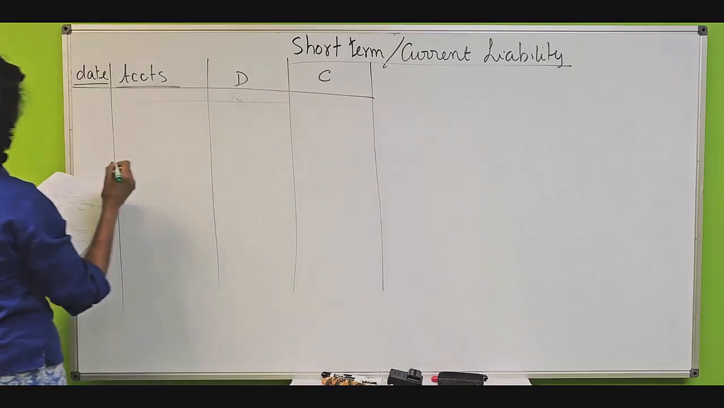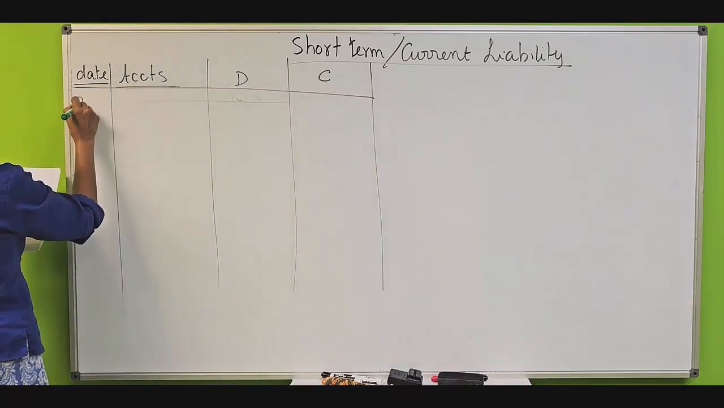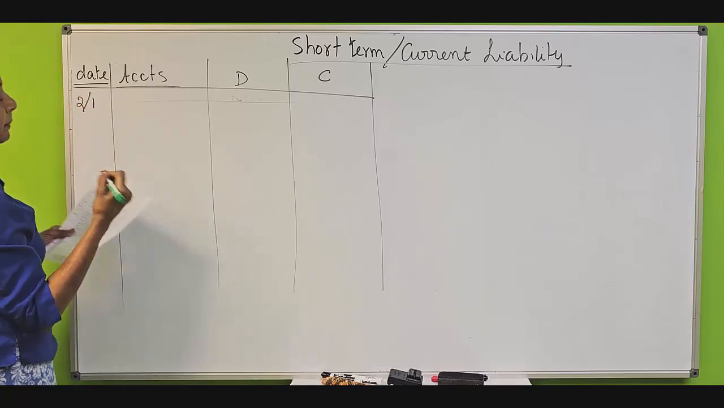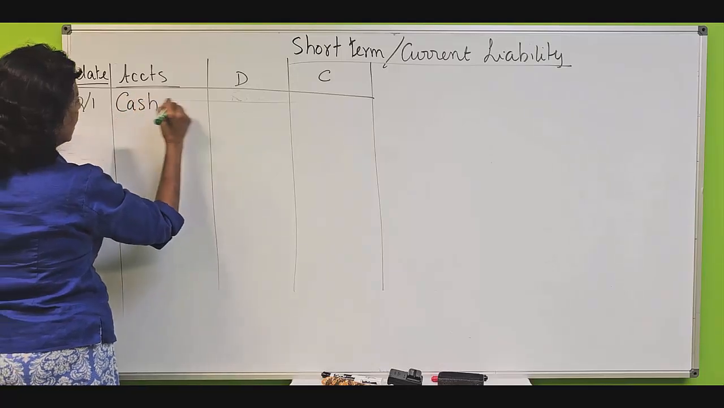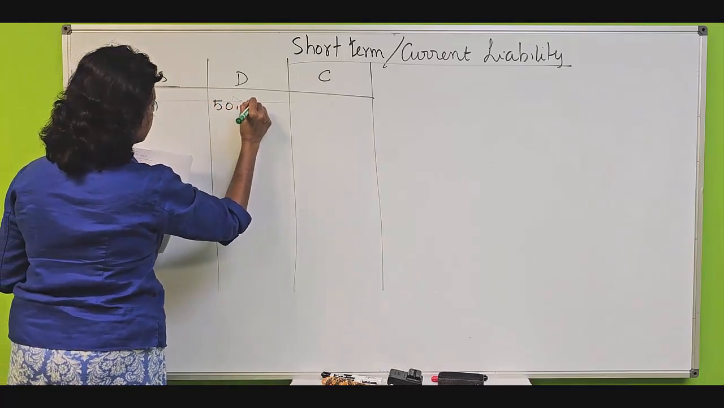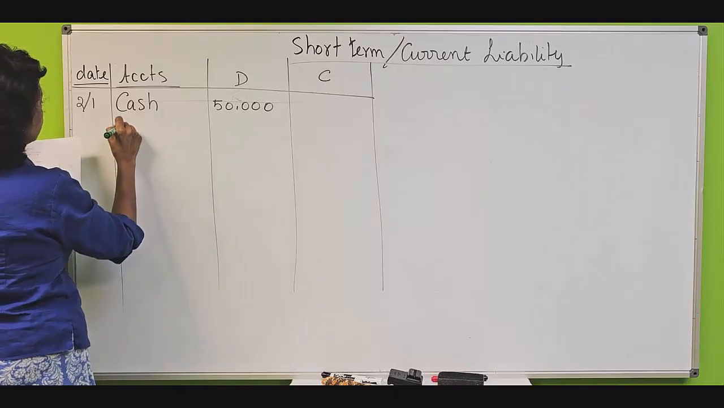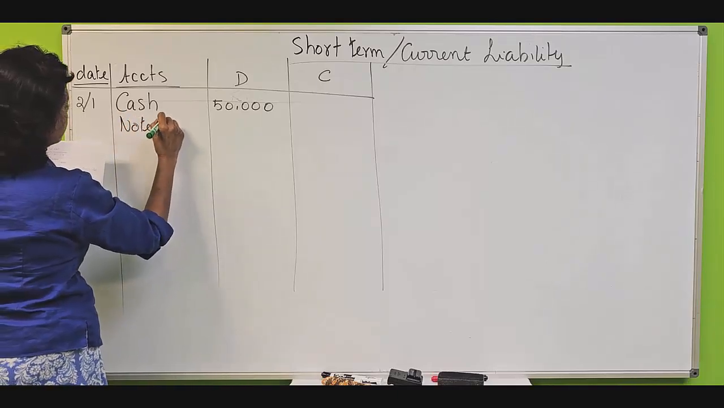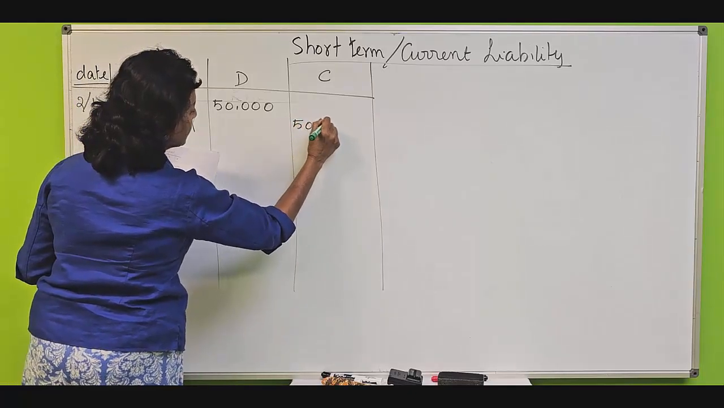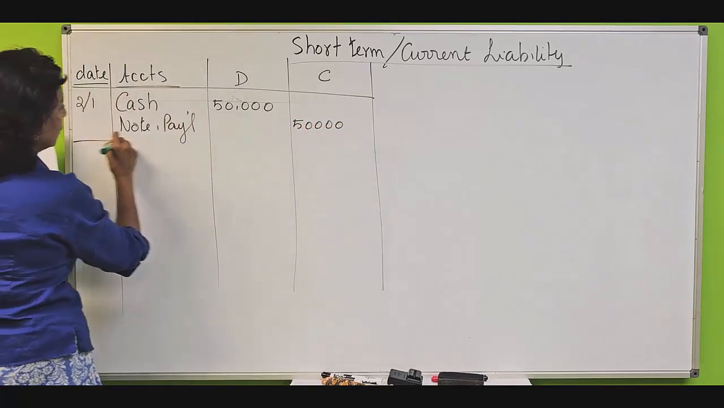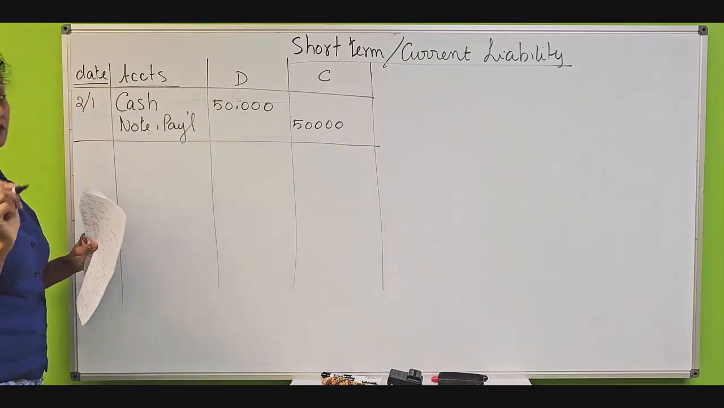So first, on February 1st, the company is borrowing $50,000 cash. So you debit cash for $50,000. And you will credit note payable $50,000. Now the note is due on August 1st, remember.